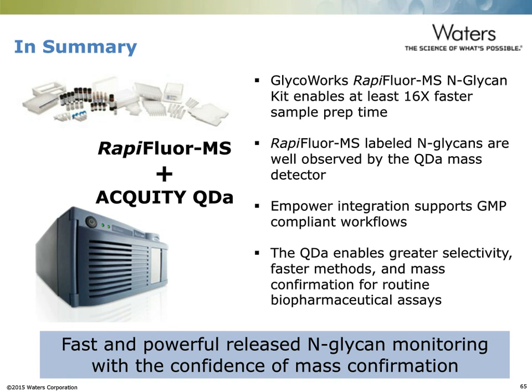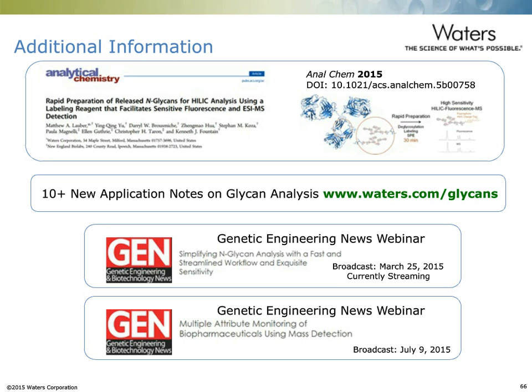And by introducing the use of the QDA for glycan analysis, it gives you greater selectivity and the ability to run faster methods and get routine mass confirmation for the more routine types of biopharmaceutical assays that you would execute in your laboratories. So with that, I want to point you to some additional information.